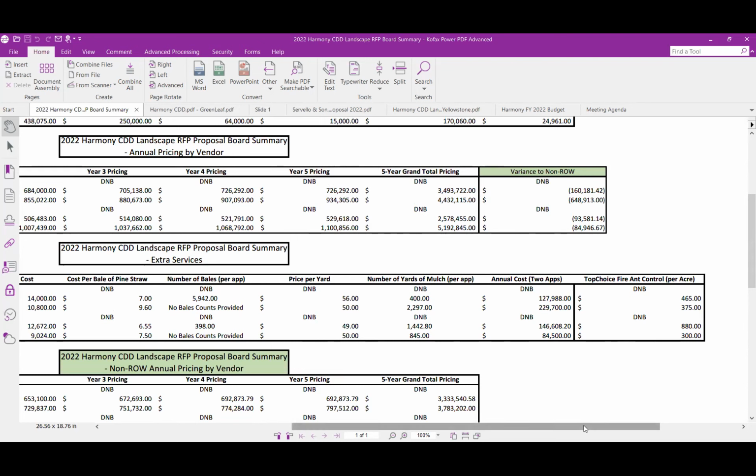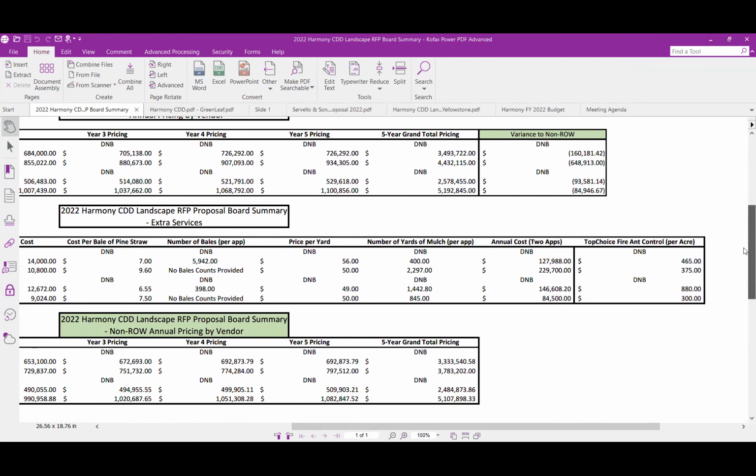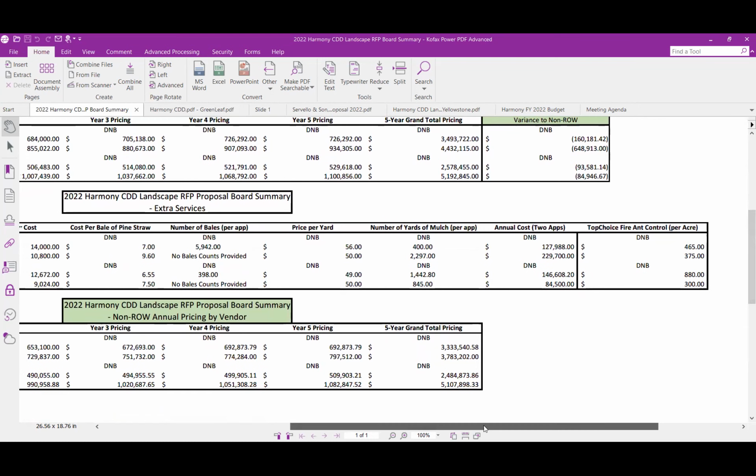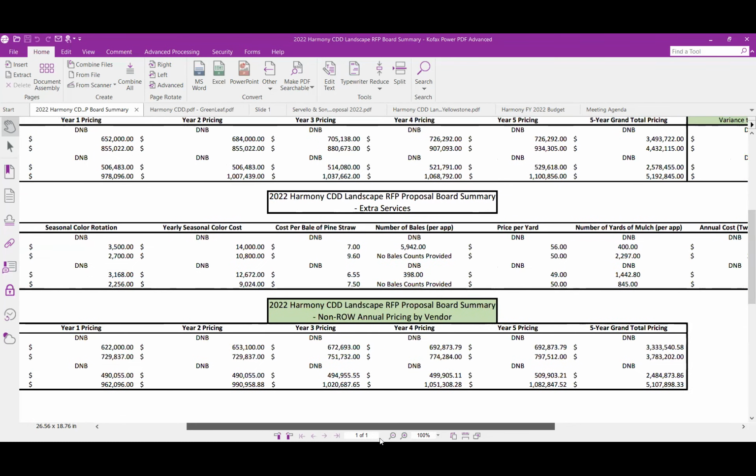A question on the bottom line, non-right-of-way annual pricing by vendor. That excludes the extra services in the box directly above it. Is that correct?